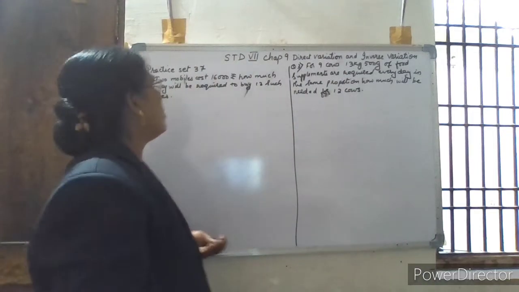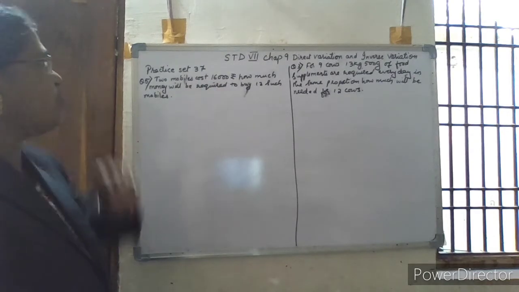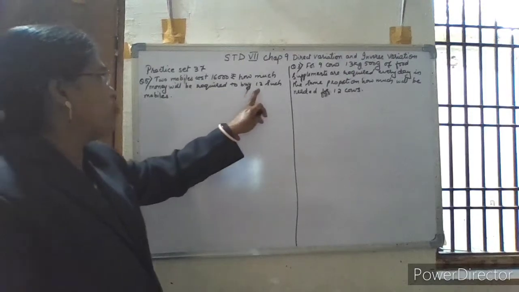Now see here, two mobiles cost 16,000. How much money will be required to buy 13 such mobiles?